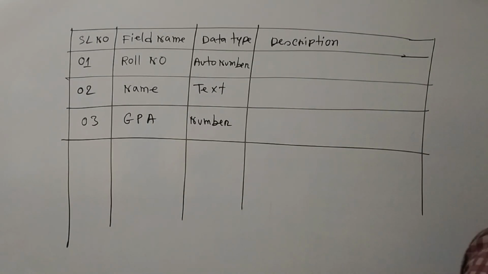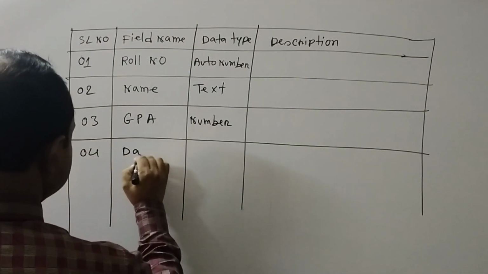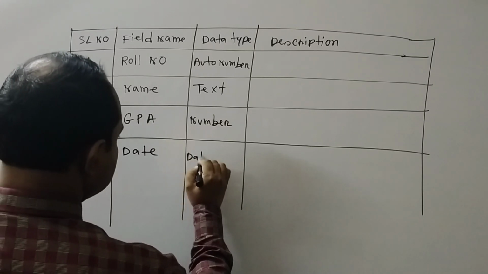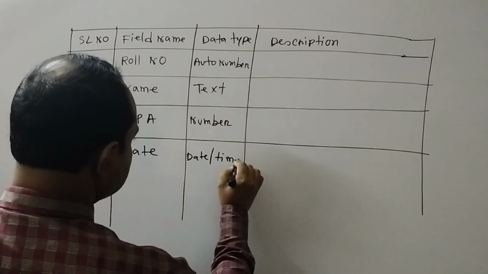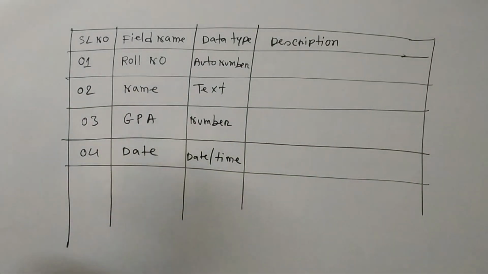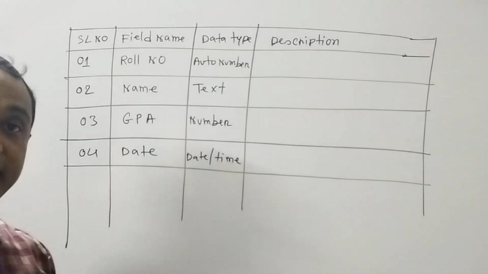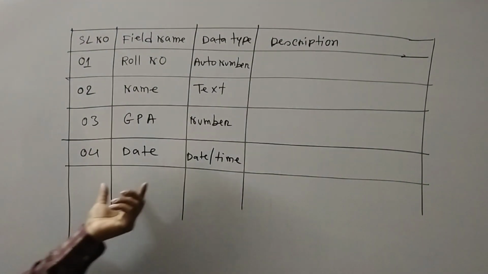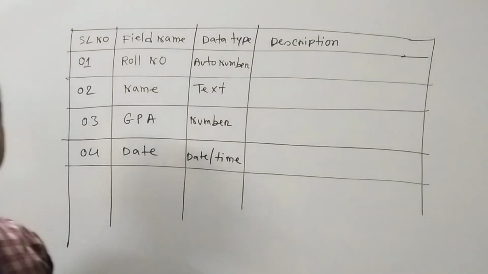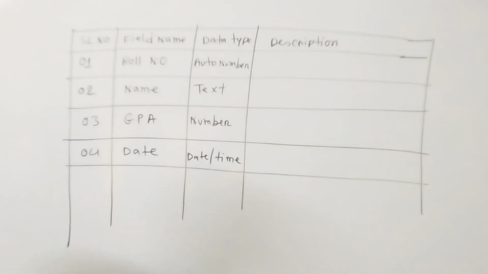And number 4 is date. There is a data type named date time. This data type is used to write any date and time related data. So right here, this data type is used to write any date and time related data. That means admission date, date of birth, admission time, class time, etc.